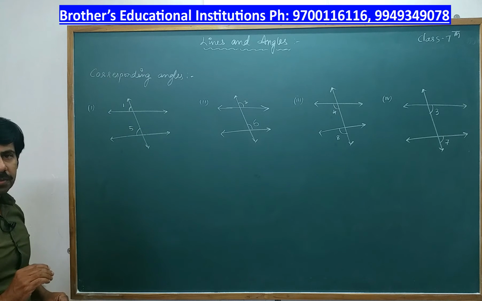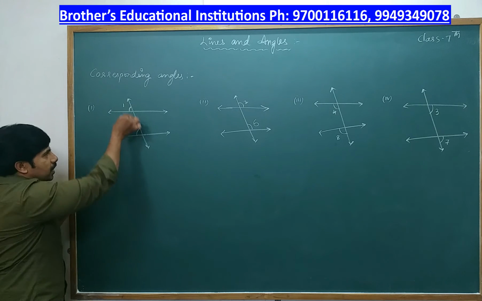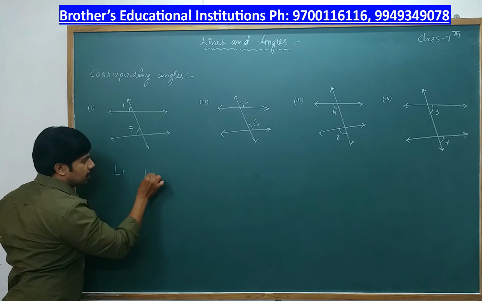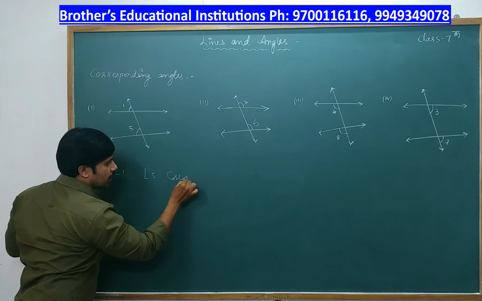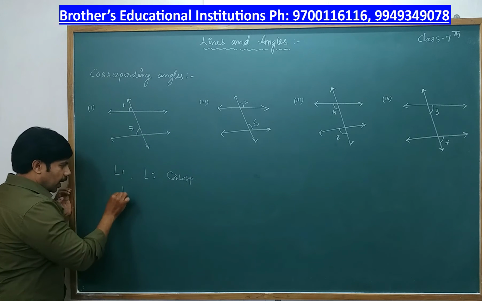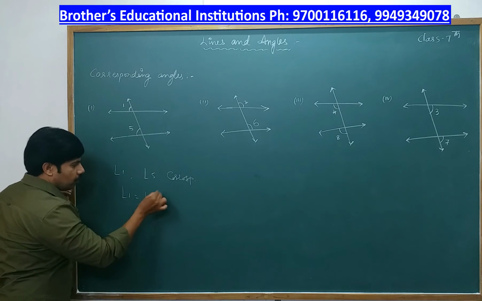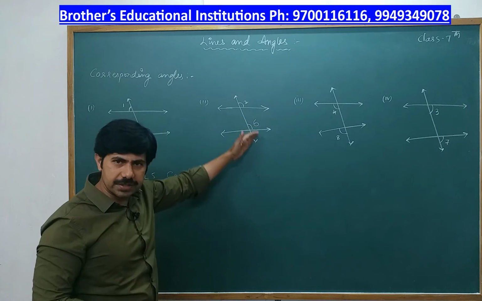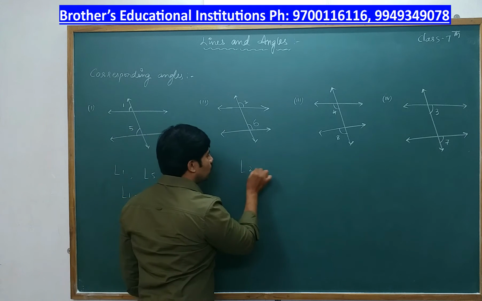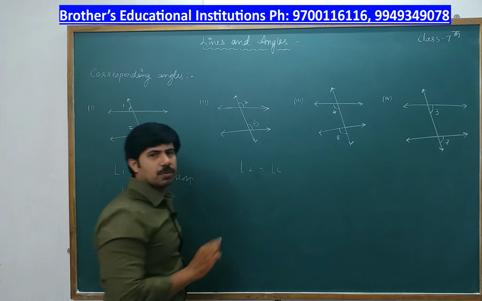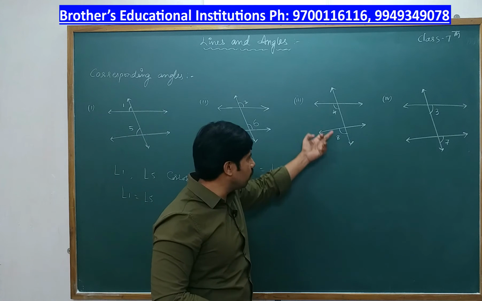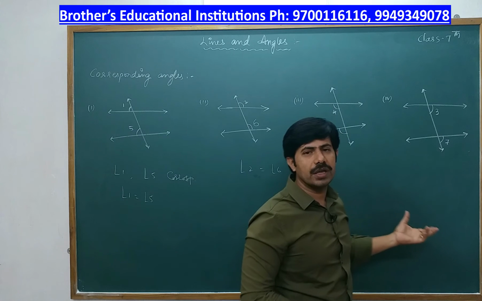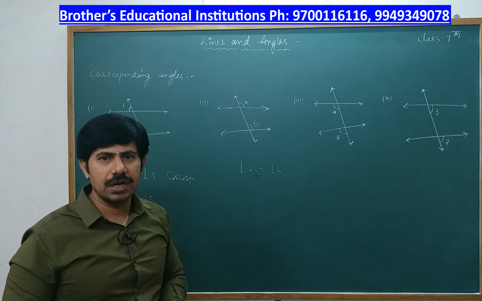So here in this we have different types of corresponding angles. Remember, all the corresponding angles are equal. That means angle 1 is equal to angle 5. Angle 1 and angle 5 are corresponding angles, and the corresponding angles are always equal. So here also one is exterior, one is interior, and on the same side. So here also angle 2 is equal to angle 6. Corresponding angles are equal. Similarly here angle 4 is equal to angle 8, and here angle 3 is equal to angle 7. Okay, so remember, always the corresponding angles are equal.